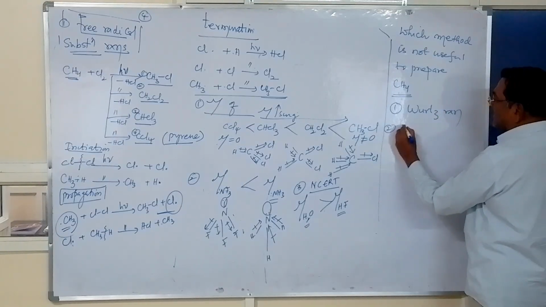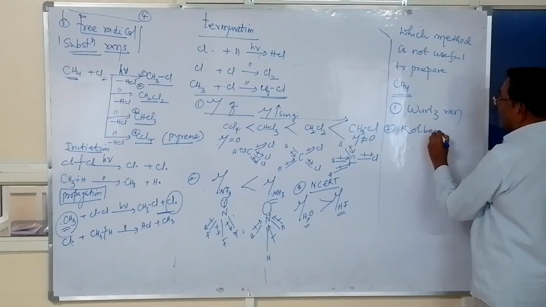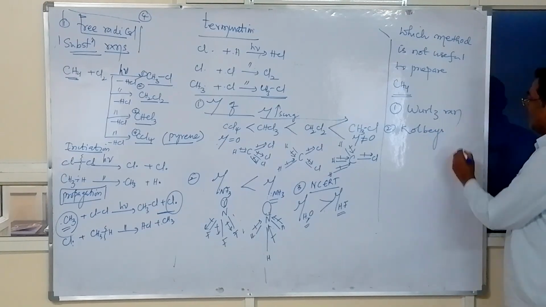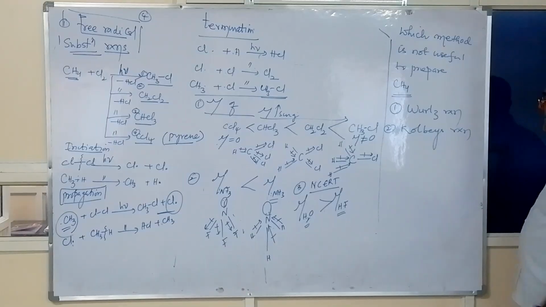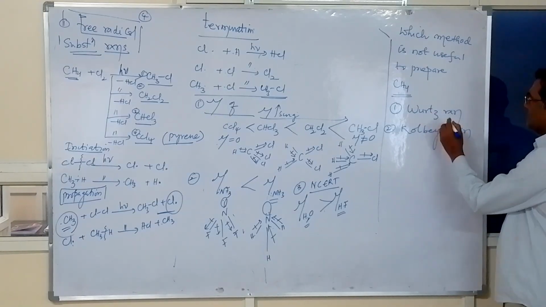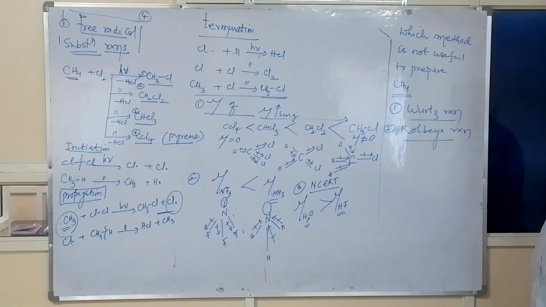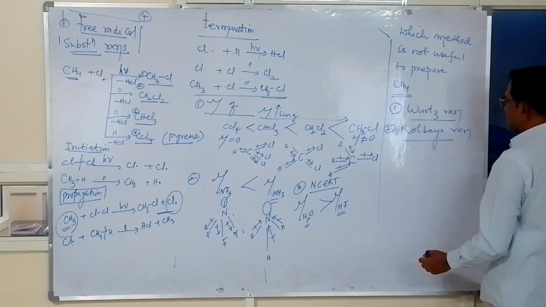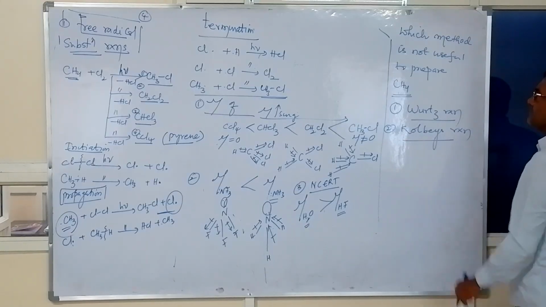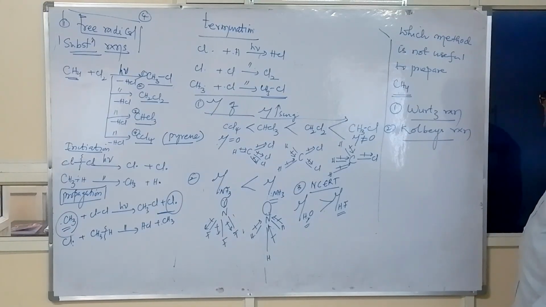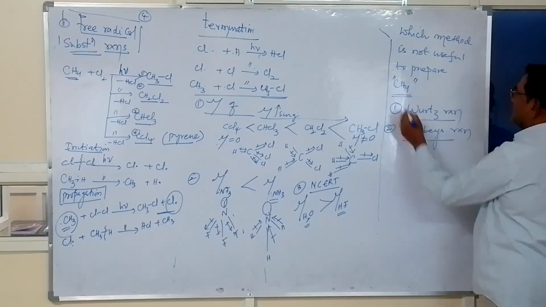And what is the second one? Kolbe's reaction, because it prepares double the number of alkanes. Double the number of alkanes is prepared here. So, mostly these are the two cases which I have shown, and some more we will see. The preferable question will be given from this: methane gas cannot be prepared by these two methods.